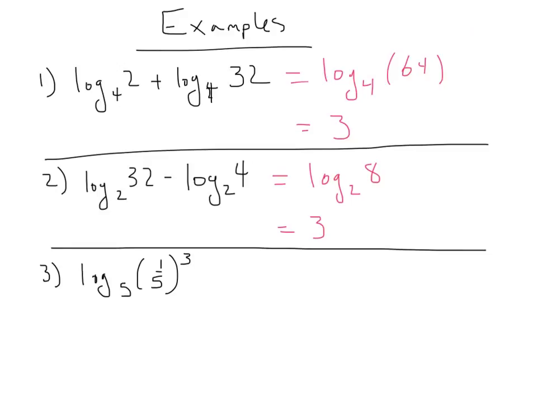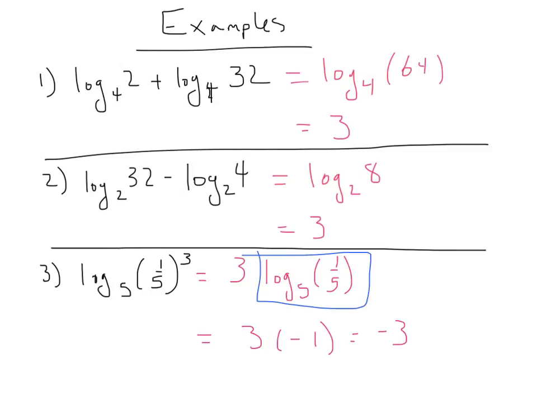So here's a problem that's just asking us to use that power property of logarithms to say, okay, this is equal to 3 times log base 5 of 1/5. Then we need to ask ourselves, 5 to what power is 1/5? Well, that's 5 to the negative first. So this is 3 times negative 1. So the solution to this one is just negative 3. Again, this is because 5 to the negative first is equal to 1/5.